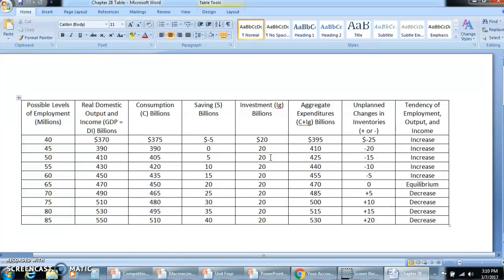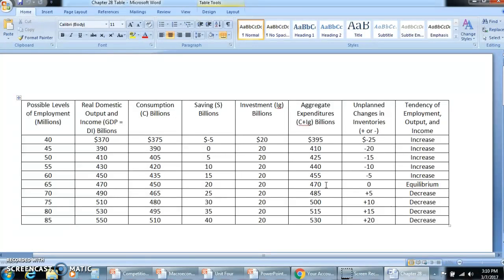Now the last question it asks is how does that ultimately end up affecting equilibrium GDP? If we go back to this chart, we can see that our original equilibrium GDP is at 470, so aggregate expenditures are at 470. Real domestic output GDP is at 470, so we're at equilibrium. But now we're injecting an additional $40 billion of investment, which means that our aggregate expenditures are going to go from 470 billion all the way up to $510 billion.